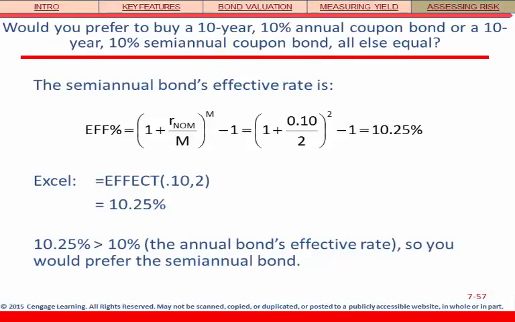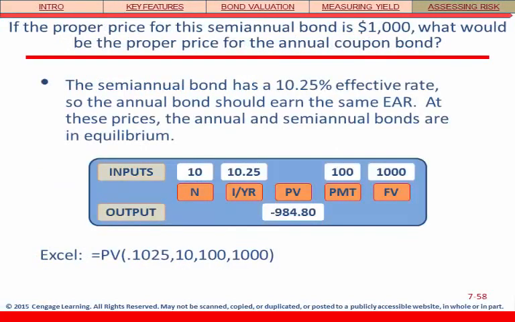And that's a pretty nice conceptual question for the exam. If the proper price for this semi-annual bond is $1,000, what would be the proper price for the annual coupon bond?